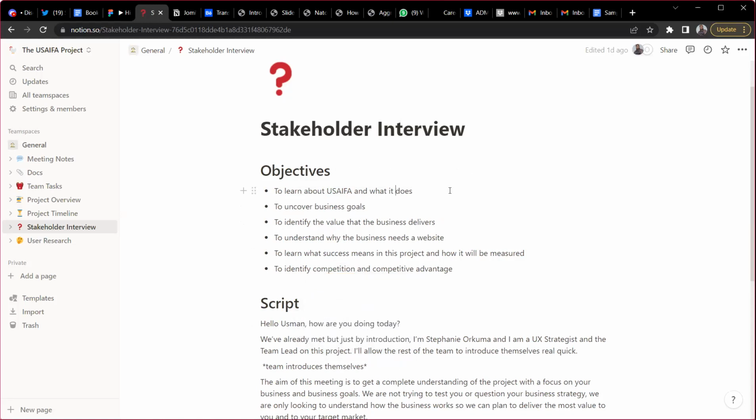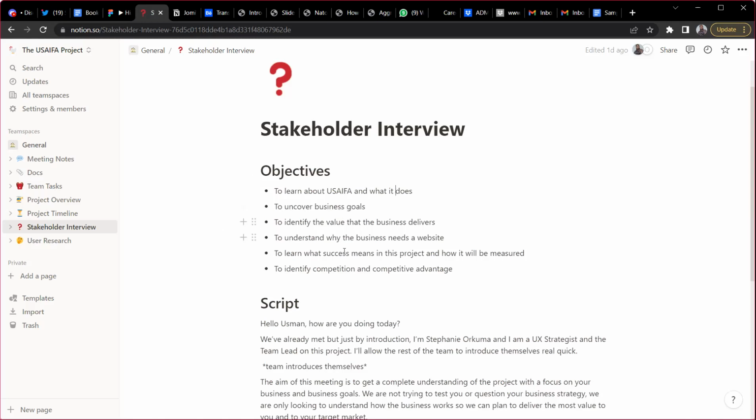So the first thing I want to do is to understand what it is that this business does, right? If I do not know what it does, if I do not know its goals, what it's trying to achieve, I can design a solution, right? But who says that our solution will cater to the needs of the business? So as a UX designer, I'm not only designing for the users, I'm also designing for the business, especially as a UX strategist, which is what I'm focusing on. So, to uncover business goals, like I said, what is this business trying to achieve?